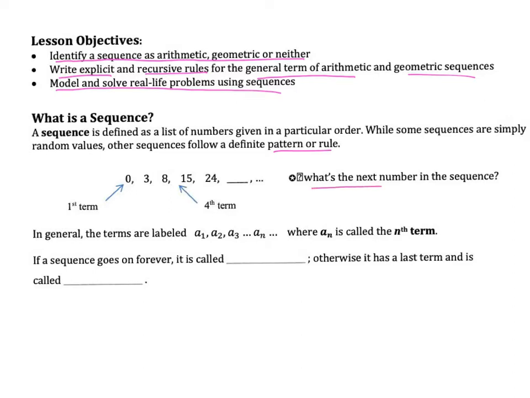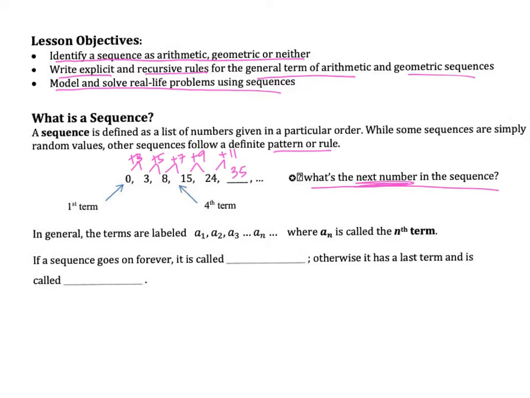So here it says, what's the next number in the sequence? So if there is a rule or pattern, you should be able to find it. So here we're going to add 3 to get from 0 to 3. Then I'm going to add 5 to get from 3 to 8. Hopefully you're seeing, okay, this is 7, and now you're noticing a pattern. 3 plus 5 plus 7. Now I'm going to add 9. So what do we think the next number is in the sequence? Hopefully you're saying to yourself, it should be 35.